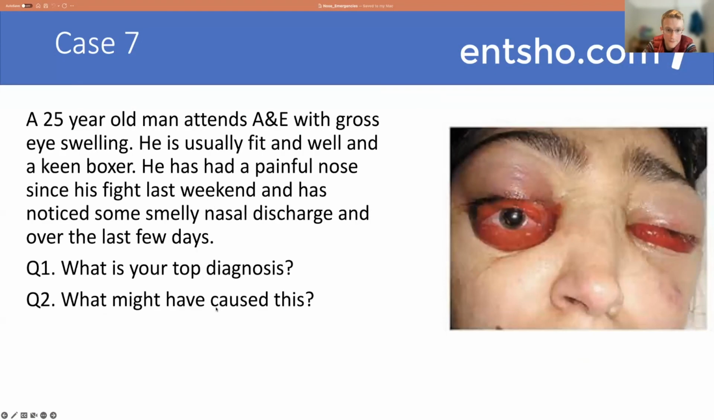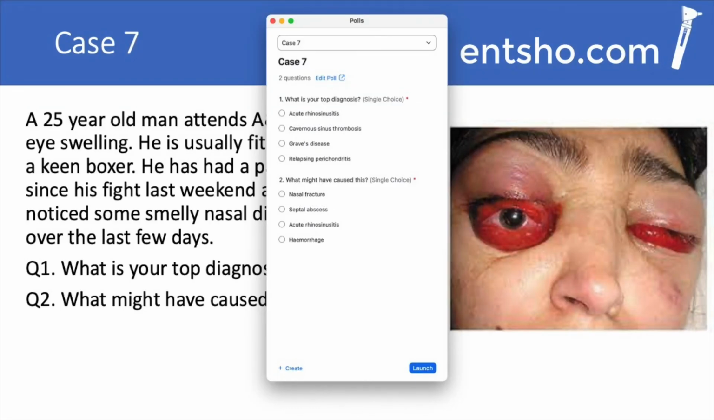So second last one here. So this is a 25-year-old man who's attended A&E with dramatic eye swelling, as you can see. He's usually fit and well, and a keen boxer. He's had a painful nose for the last week since his fight, and noticed some smelly discharge over the last few days. So what do you think's happening, and what might have caused it?